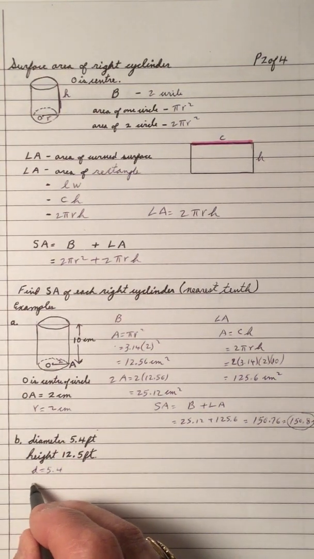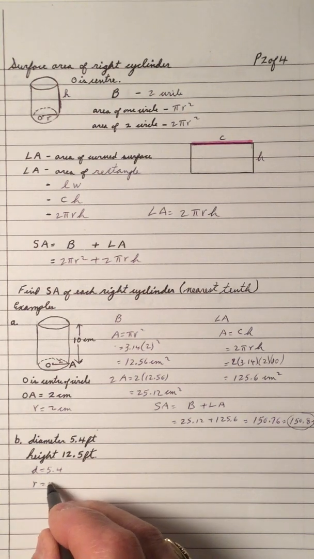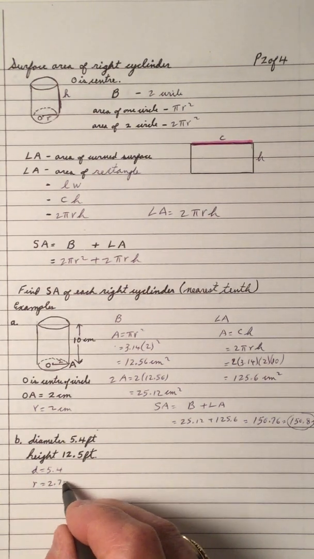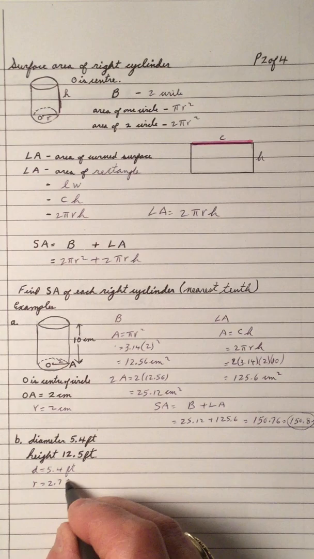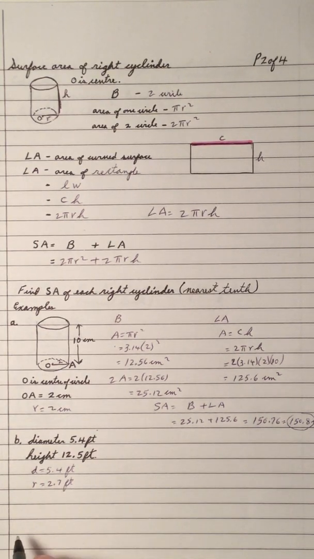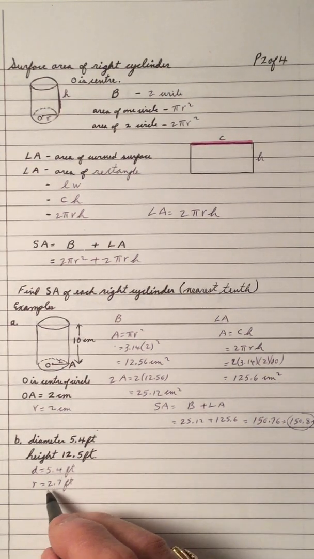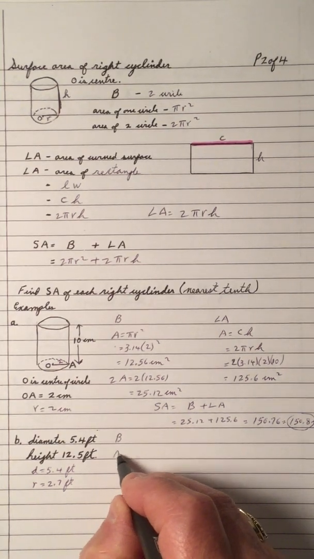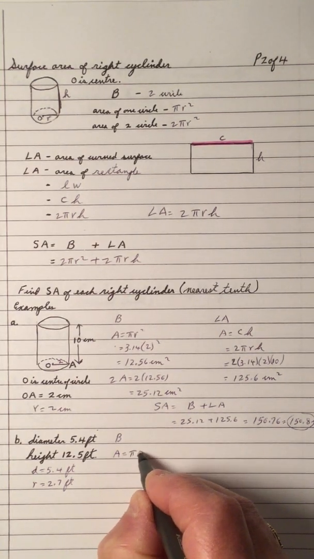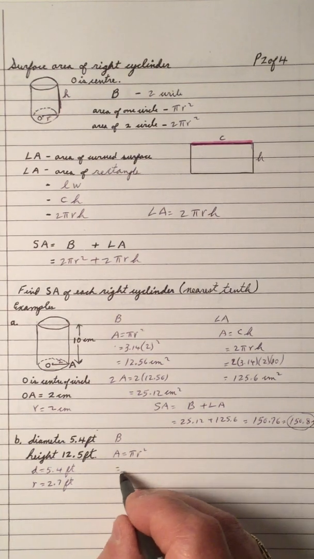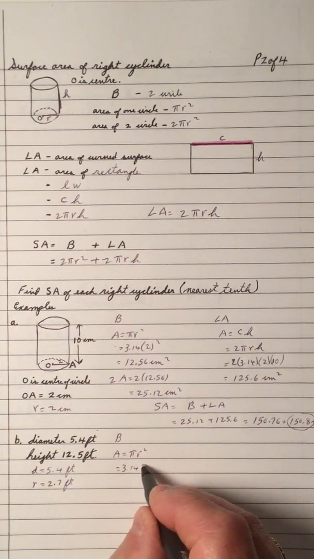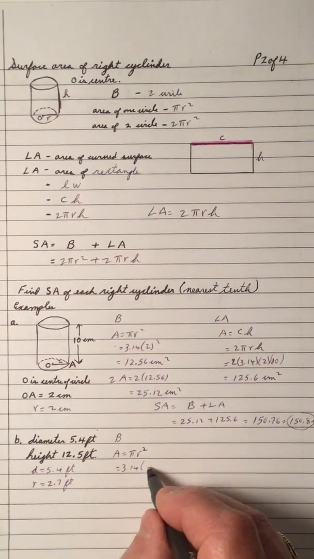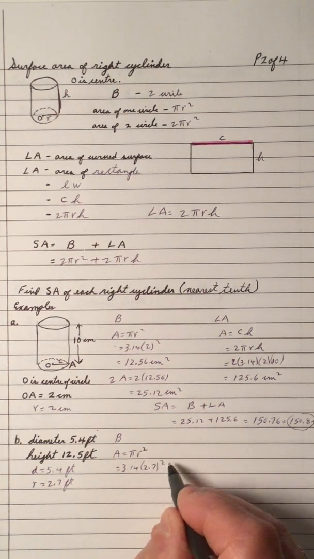radius. So the radius is half the diameter, so it's 2.7. And it again is in feet, so the radius is in feet. And we have the height, so we have the radius, so we can get this. The base area is the area of one circle, and so 3.14 is pi. The radius is 2.7, and we'll square it.